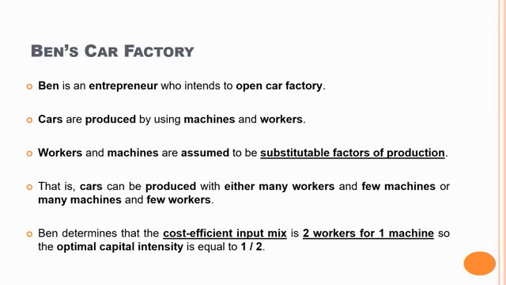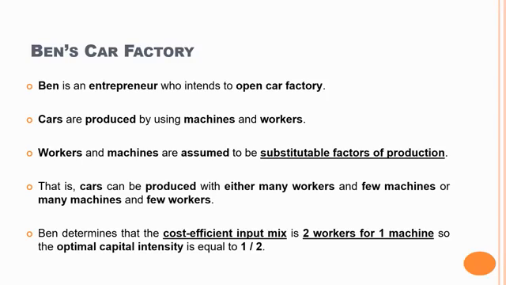So the optimal capital intensity, which is the quantity of capital divided by the quantity of labor, is 1/2. If you have a capital intensity that is greater than 1/2, it means that you have too many machines relative to the number of workers that you have. And if your capital intensity is lower than 1/2, it means that you have too many workers compared to the number of machines that you have. So in this case, you would underuse the quantity of machines that you have.